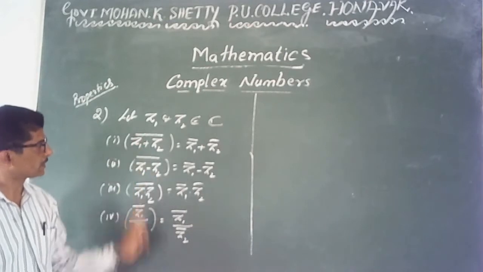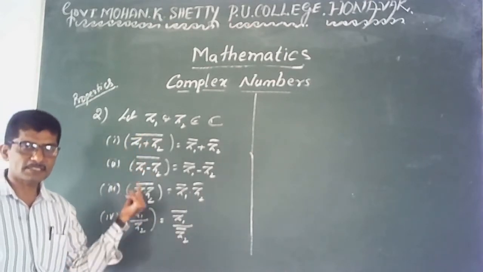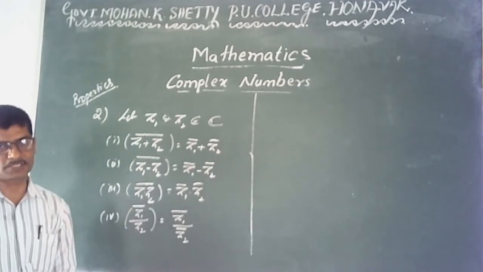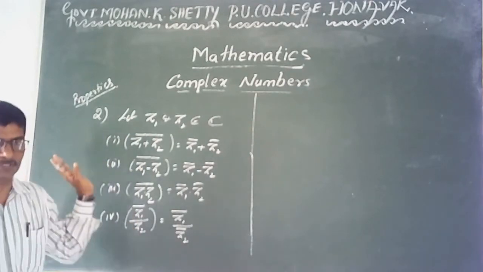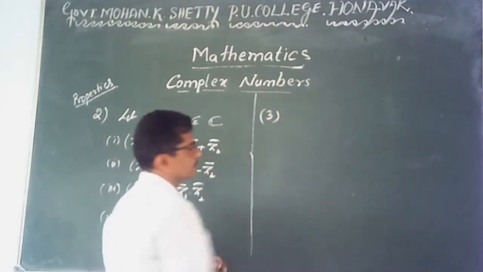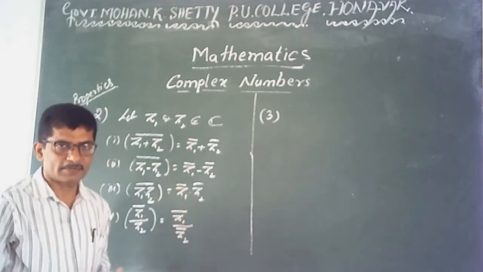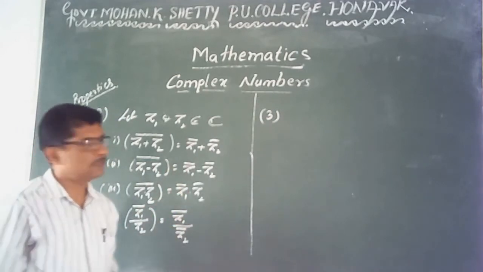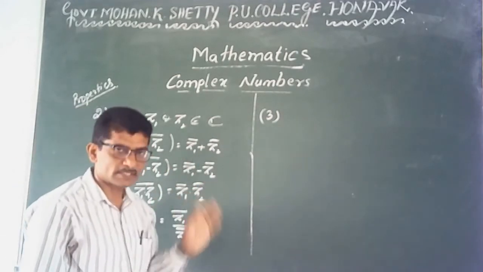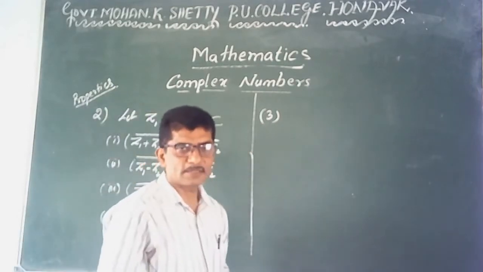That one is the conjugate of sum, difference, product and quotient. These are the conjugate properties. Next, you can take the third property, in modulus. There are so many properties, but these are our syllabus properties, for solving problems using these properties. The third property uses the modulus.